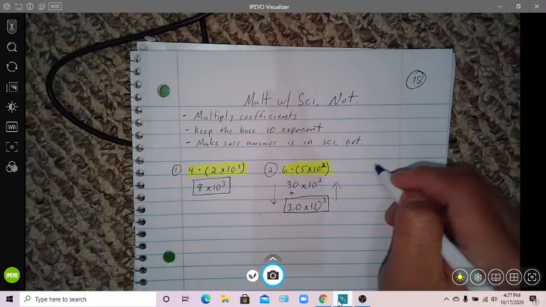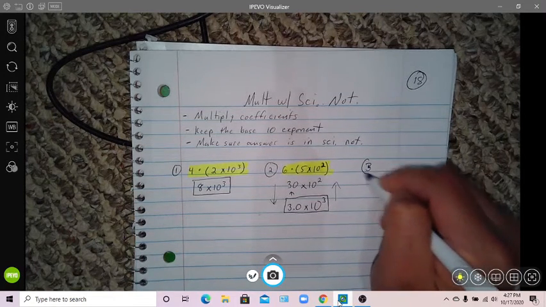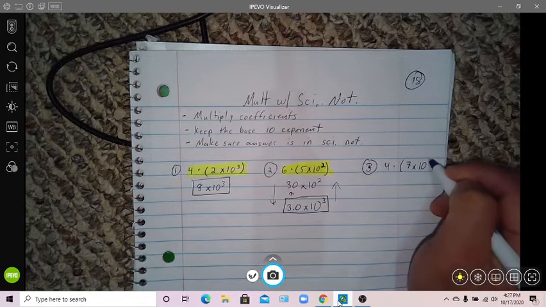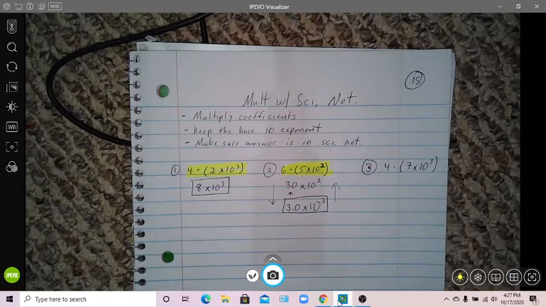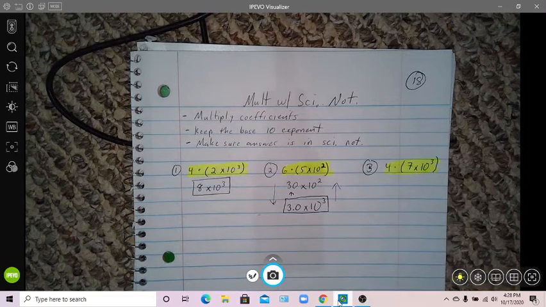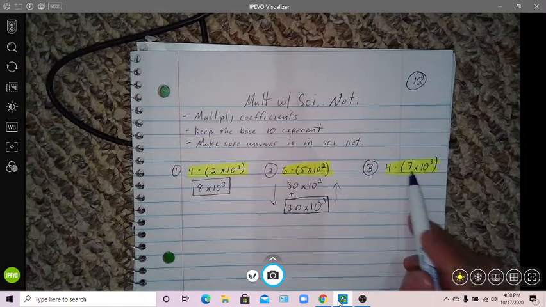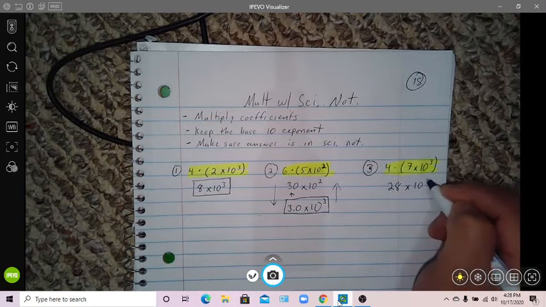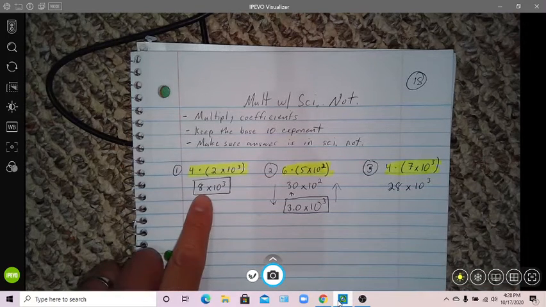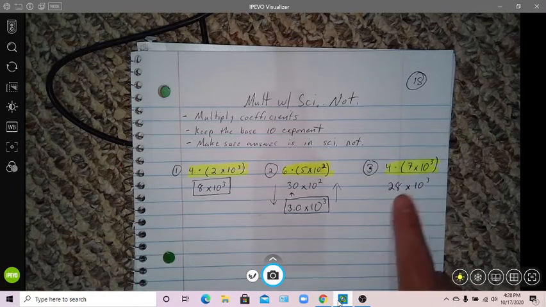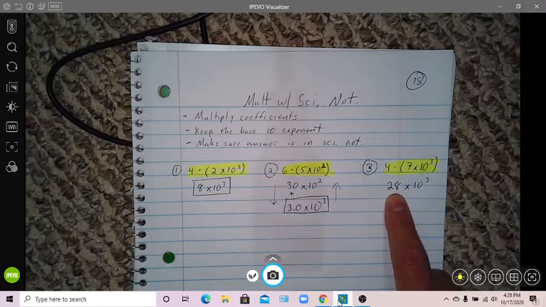Okay, let's do one more like that. Number 3: 4 times 7 times 10 to the third. So there's the problem in IXL. We're going to do 4 times 7, which is 28. And then we're going to keep the times 10 to the third. But unlike number 1, where 4 times 2 was 8, you already had a number between 1 and 10, already in scientific notation. Here you get 28, so not between 1 and 10.